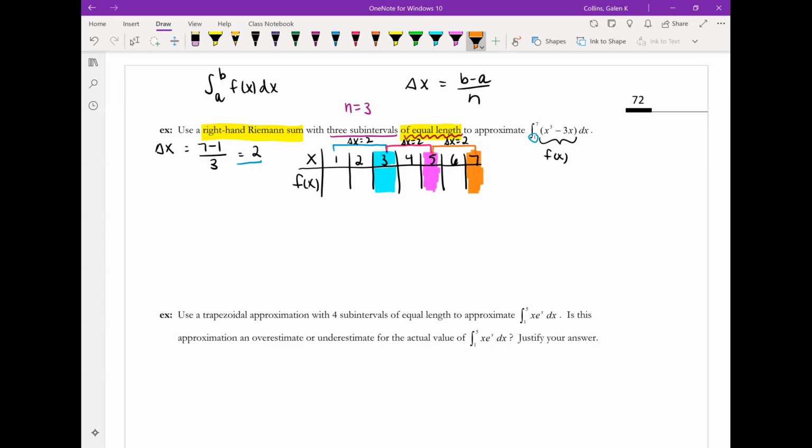By drawing a little table like this and sketching our rectangles on top of it, we can make sure we are choosing the correct subintervals, that the length is correct, and we can visualize the right-hand side of each rectangle. Okay, so to fill out my table, we need to know f of 3. So 3 cubed minus 3 times 3, which is 27 minus 9. So we get 18.